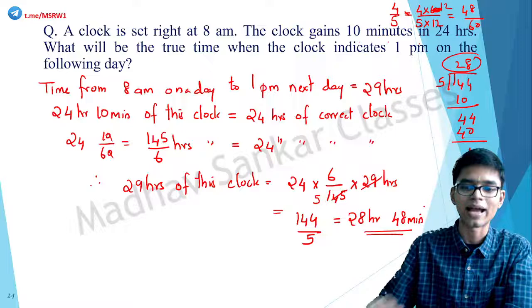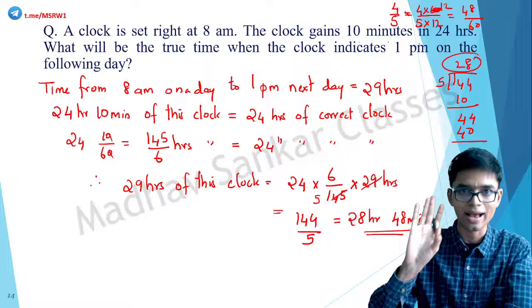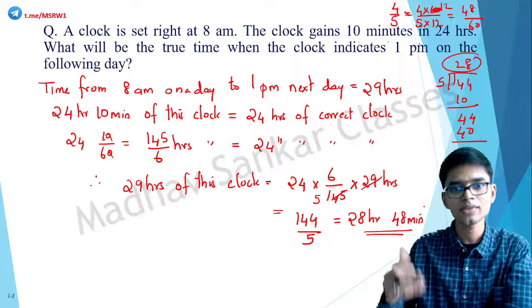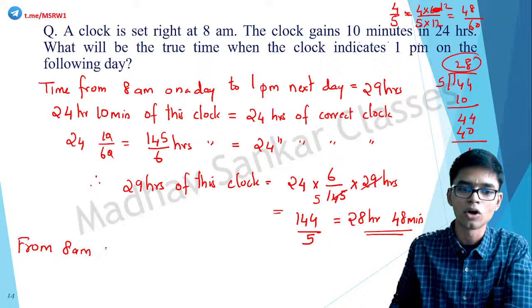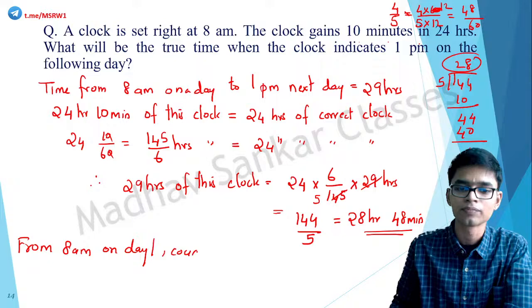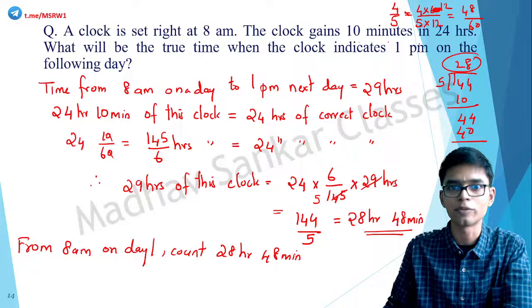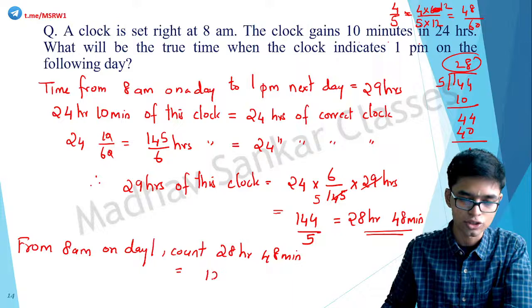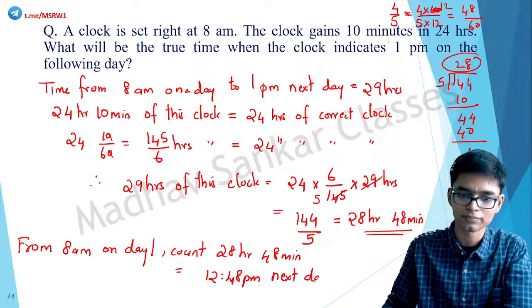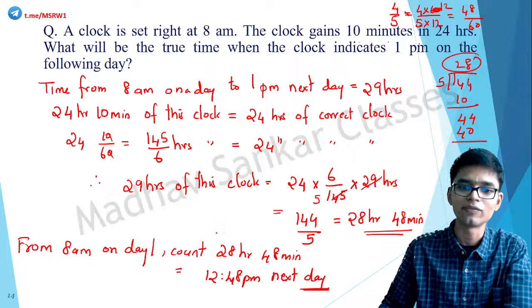This is the actual time. Go on. When this clock goes 29 hours, the correct clock only goes for 28 hours, 48 minutes. So what is the actual time? From 8 a.m. on day 1, count 28 hours, 48 minutes. So what would be the value? The actual time would be, what? 12:48 p.m. next day. Okay, it won't be 1 p.m. This clock will be showing 1 p.m. but the actual time will be 12:48 p.m.